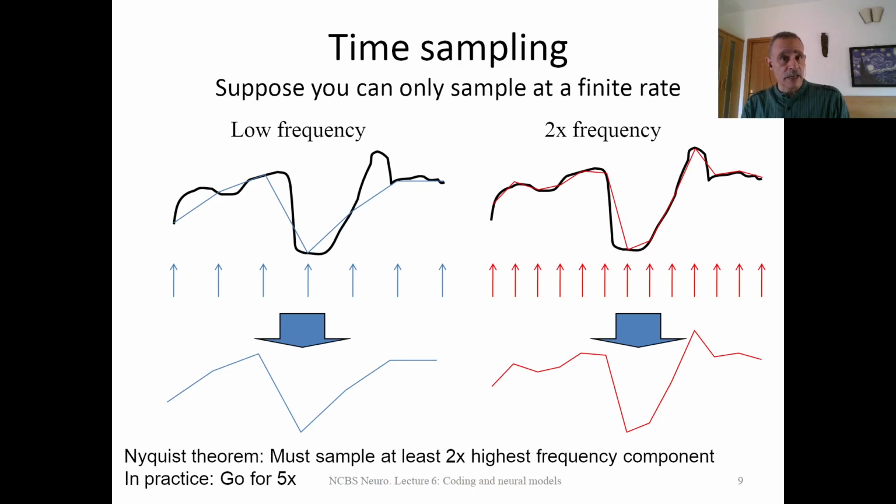There's another aspect, though, to encoding, which is the coding in time. So supposing that you can only sample at a finite rate, which is always true. So if you only sample at a low frequency, then you get only a few portions of the waveform, not a very good approximation. But if you were to sample at a higher frequency, you'd get a better picture of the waveform. And so this relates to how neurons encode things in time.